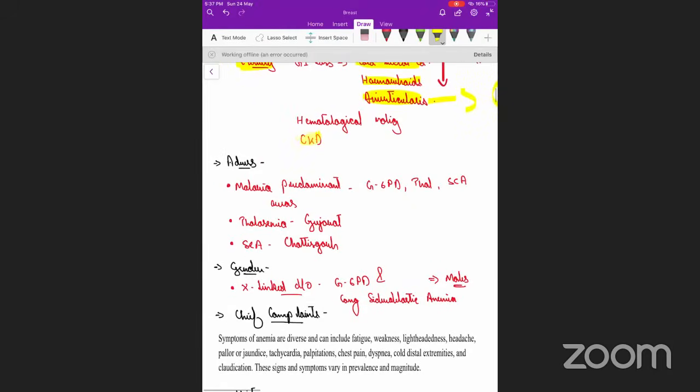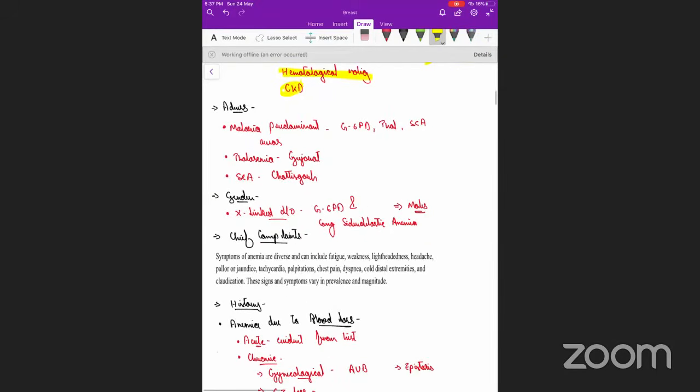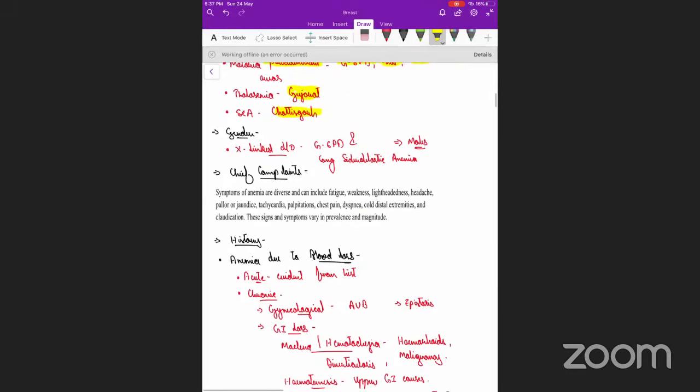Or it can be due to CKD or hematological malignancy in older age. Next, coming to address. How is the address important? Again, in malaria predominant areas, we can have G6PD, thalassemia, or sickle cell anemia. In India, thalassemia is seen from Gujarat. We can think of thalassemia because it's more common. In Chhattisgarh, we can think of sickle cell anemia since that is more common over there.